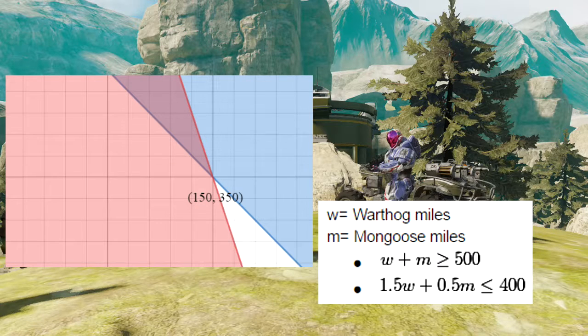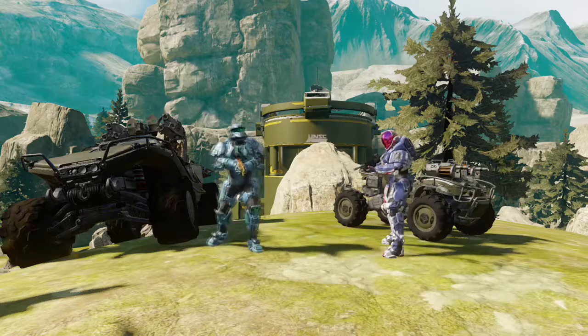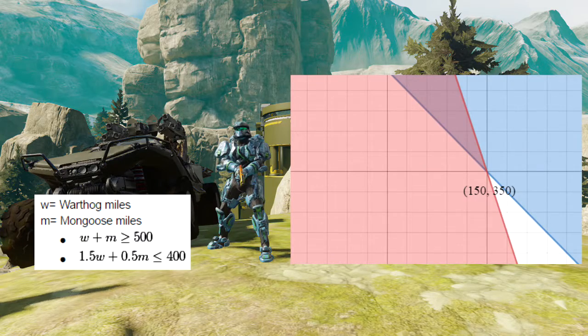Alright, fine. In order to solve this problem, we can graph the inequalities, and as you see, the two lines intersect at the point 150, 350. The right side of the graph means that the number of miles for the Warthog and the Mongoose meet the goal of less than 400 pounds of CO2 emission, but does not meet the goal of driving more than 500 miles. The blue section of the graph shows that it meets driving more than 500 miles, but exceeds the amount of CO2 gas emissions the UNSC wants to limit.